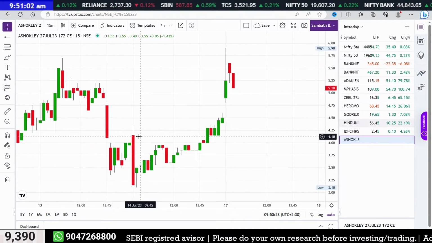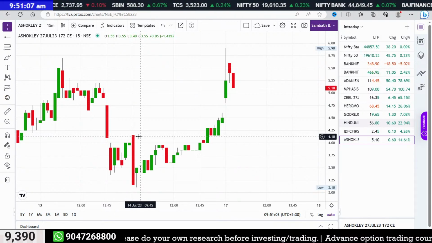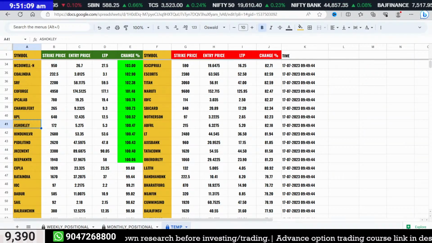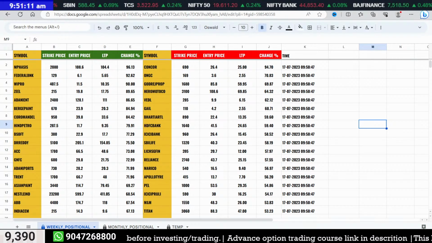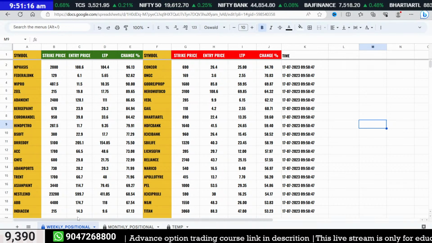Maybe track it, so it's for study purposes. We are tracking this, and the entry point is around 5.3. And now the MPS, which triggers our entry point right now, based on weekly. So the current price is 108.75.